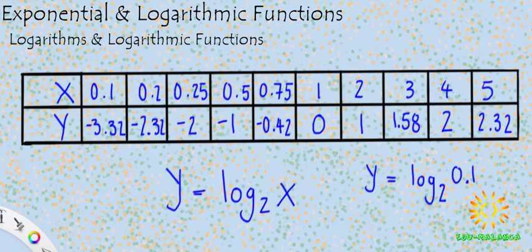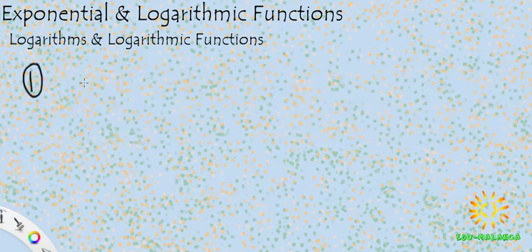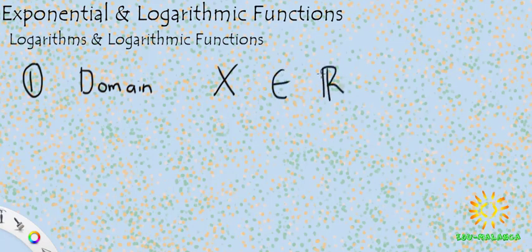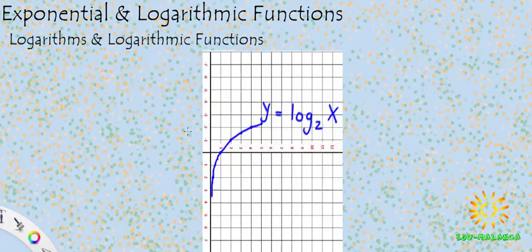You can see it over here as well. When we started our domain values, we started at 0.1 and we made it larger. And so when we do our domain and our range values, we can say that our domain, which is all the x values, are elements of real numbers, and there's an additional restriction, and that is that x must be greater than 0.